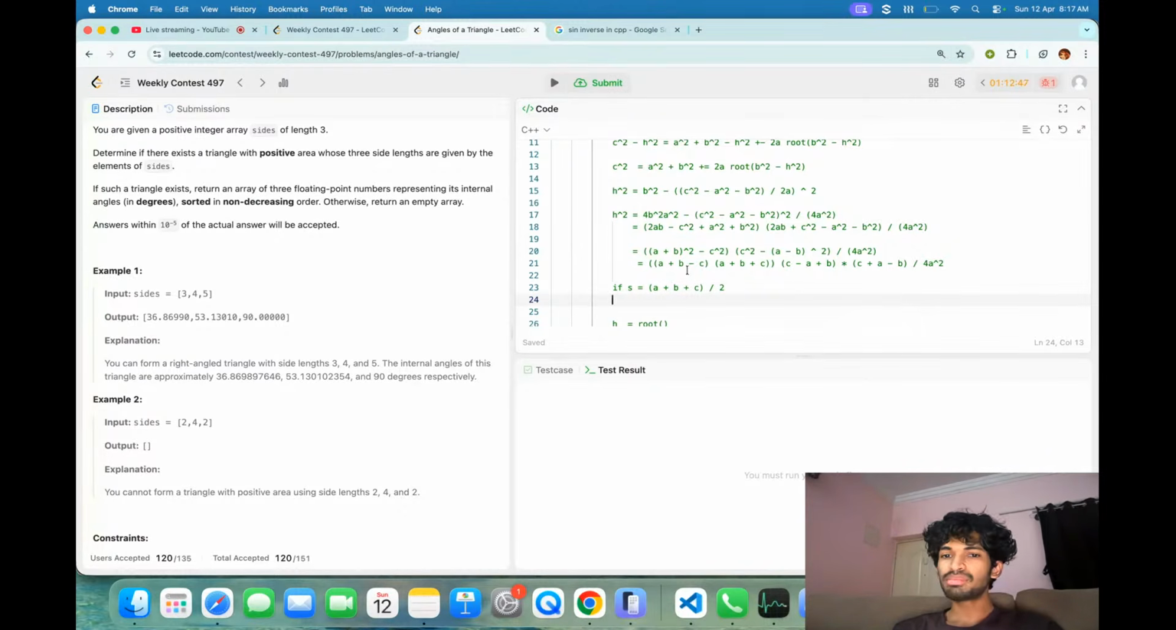Okay, what is a plus b minus c? S minus c, 2 into s minus c, right? So you can write that as 2 into s minus c. S. What is this one? S minus a times what is this one? S minus b.